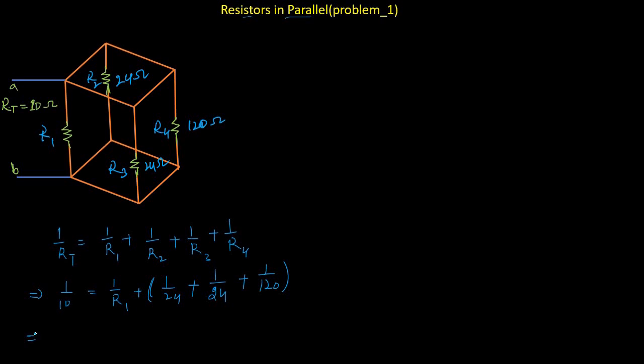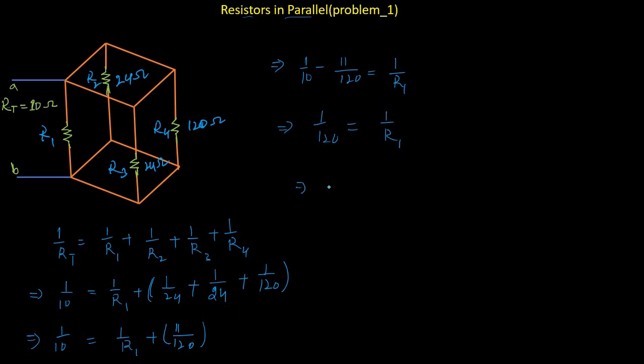Now after calculating this, we get 1 divided by 10 equals 1 divided by R1 plus 11 divided by 120. To find R1 from this equation, let's move the 11 divided by 120 to the other side. So we get 1 divided by 10 minus 11 divided by 120 equals 1 divided by R1. After calculating this, we get 1 divided by 120 equals 1 divided by R1. So the resulting resistance value of R1 is 120 ohms.